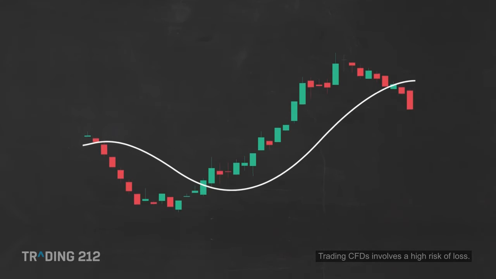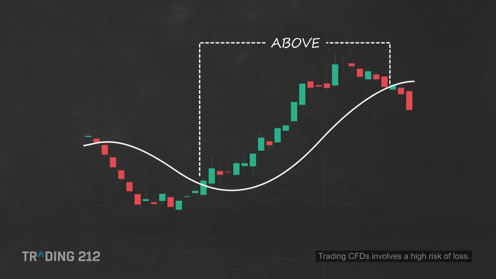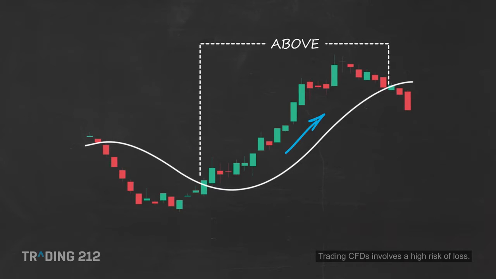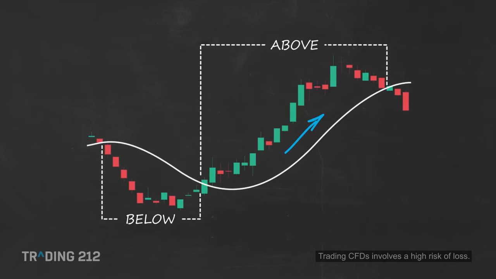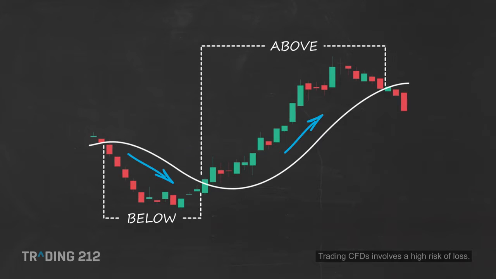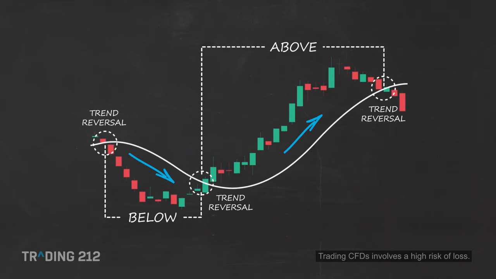When the price is above the moving average line, we consider the instrument to be in an uptrend. Conversely, if the price is below the moving average line, we consider it to be in a downtrend. The breaking of the moving average line usually implies a trend reversal.